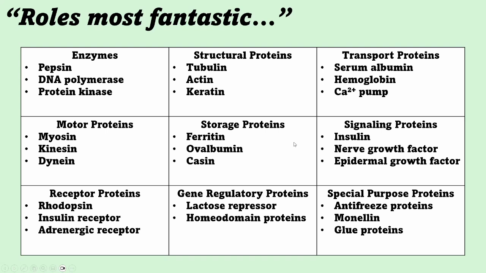You got storage proteins, storing things like ferritin, which, as you might suppose, with the root like ferrous, stores iron, in the kidney, ovalbumin and casein.